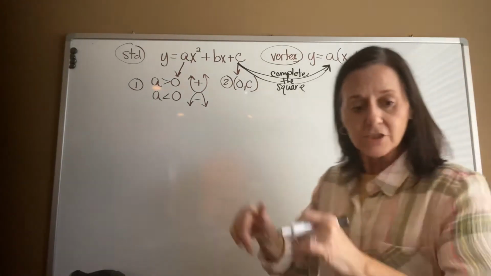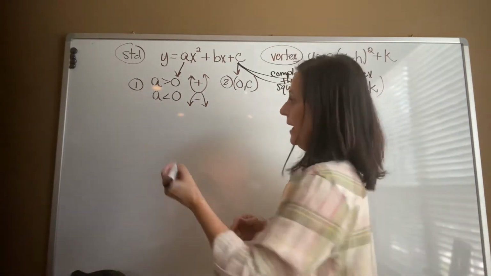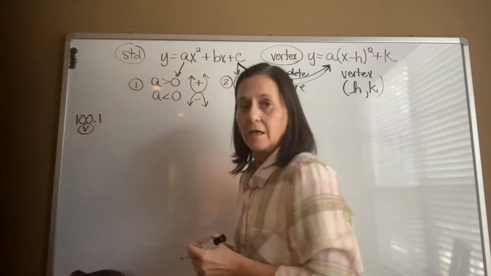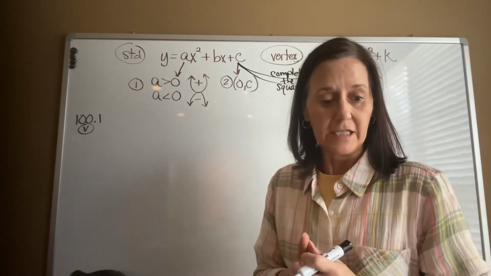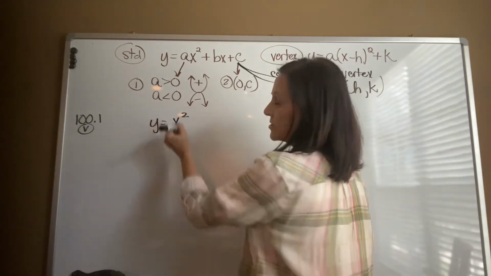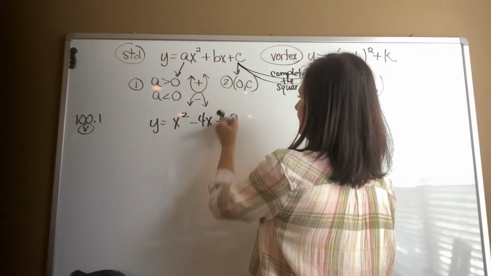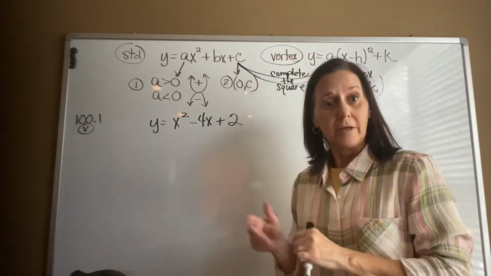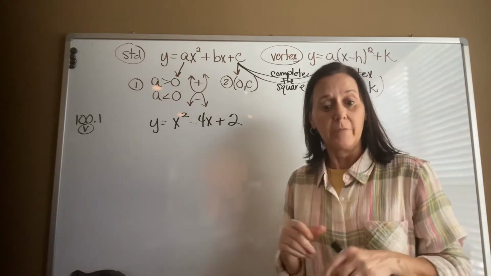All right? So let's do problem 100. Example 100.1. And I'm going to write over here what the vertex is, because I'm going to show you another formula that's not in your textbook after I teach this lesson. All right. So we have y equals x squared minus 4x plus 2.